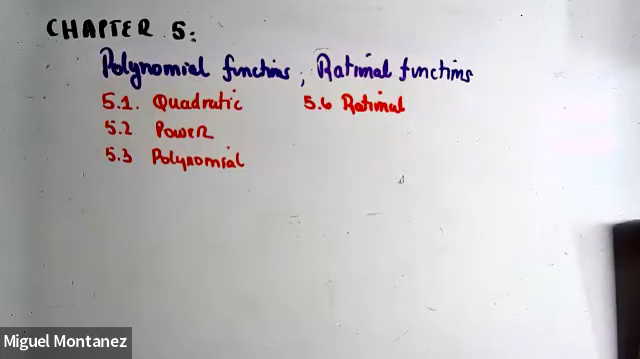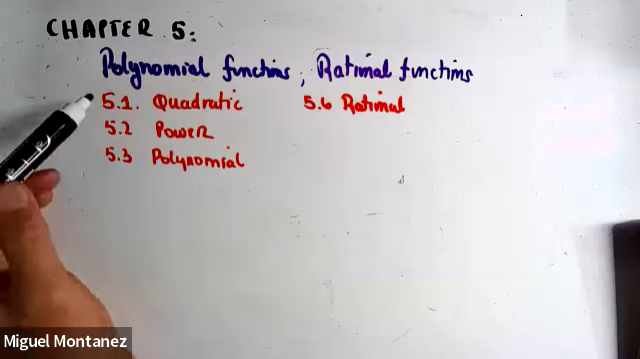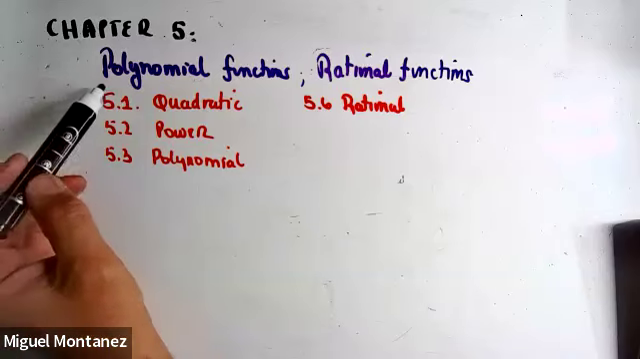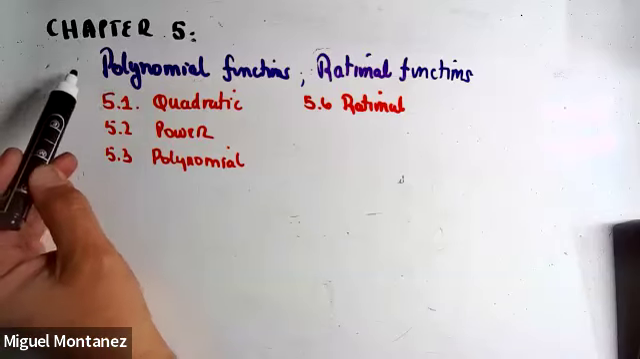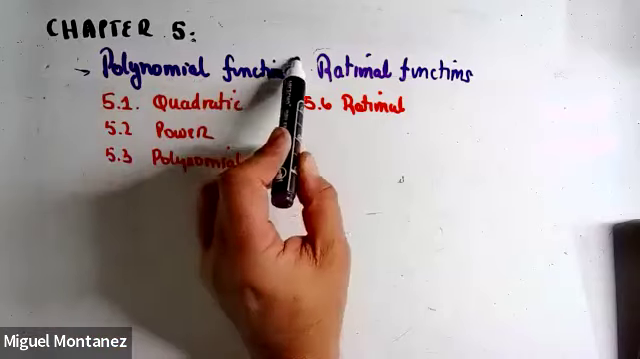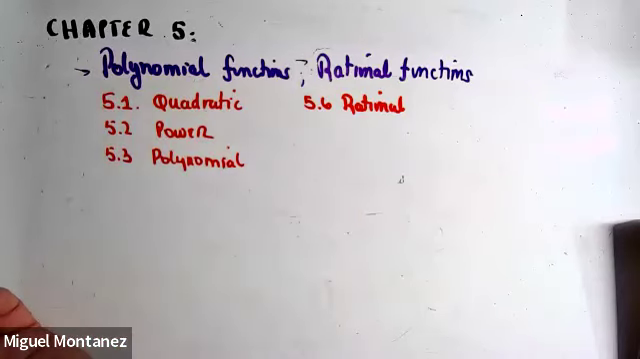Scholars, quick introduction to chapter 5. That's our next chapter, only 4 sections. So it's a very short, quick chapter. We are going to discuss now, we're going to details on polynomial functions and rational functions.